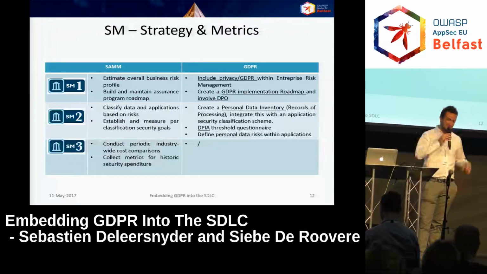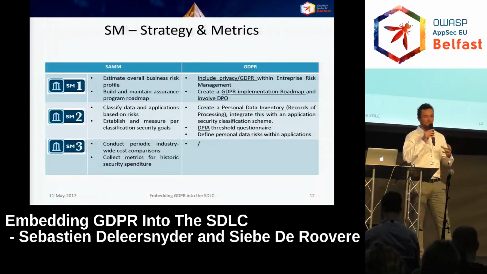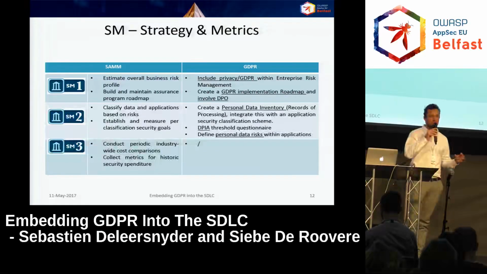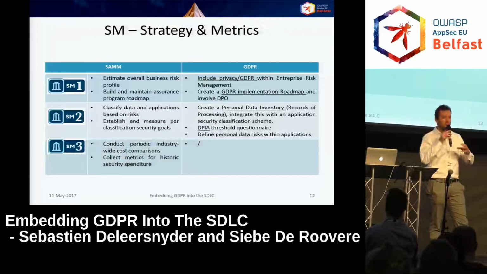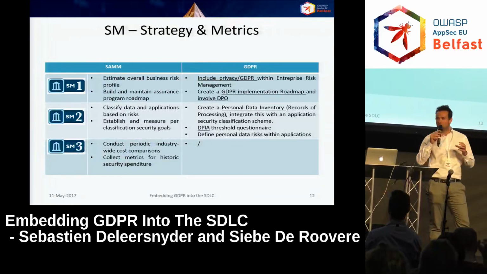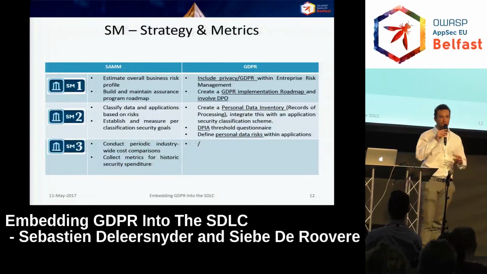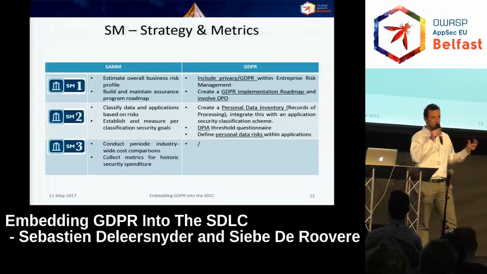Strategy and metrics means that you need to create a risk management system within your organization. First of all, on enterprise level, secondly, on application level. On enterprise level, it means that you should include GDPR, privacy and information security aspects in your overall risk profile of your organization. And you should also create a GDPR implementation roadmap based upon these risks. If you have high risks related to certain privacy domains, you should create policy and control measures to control those risks, depending on your organization and the types of data processing that your organization does.